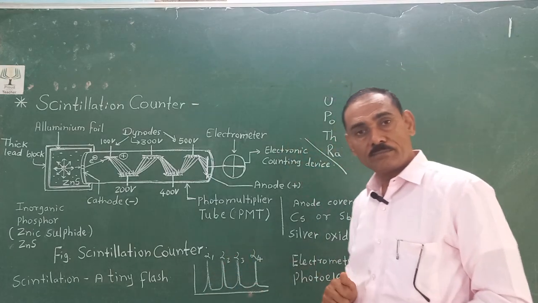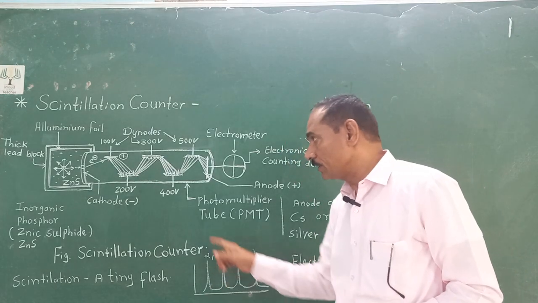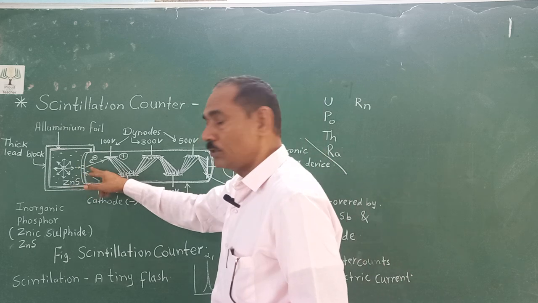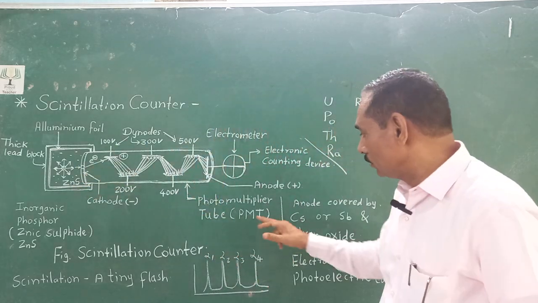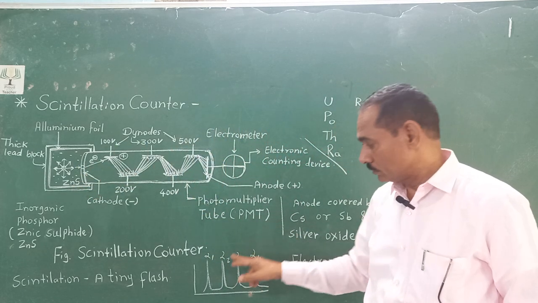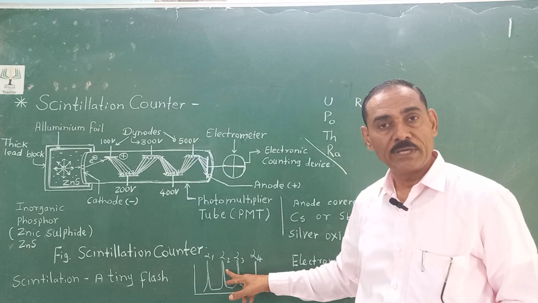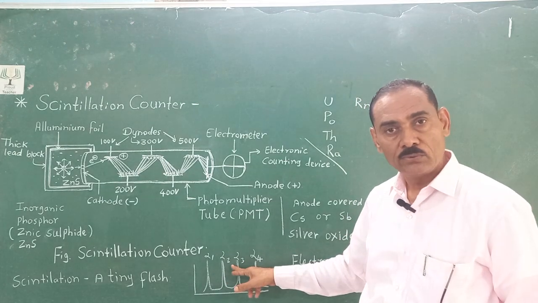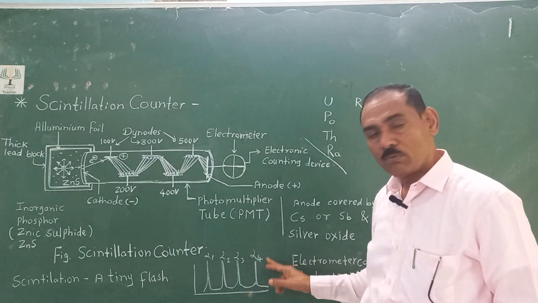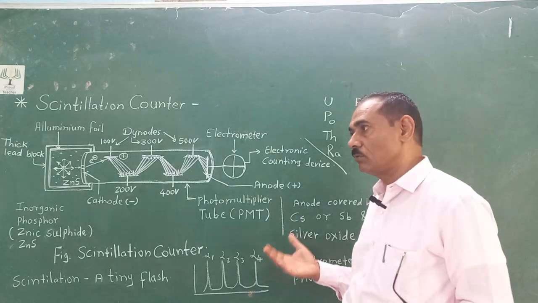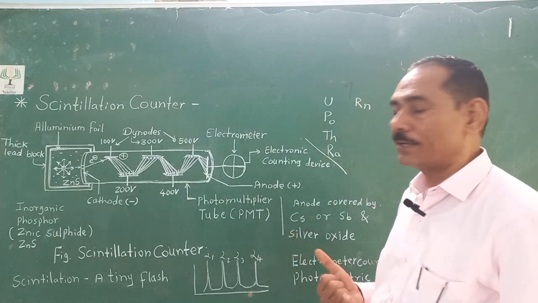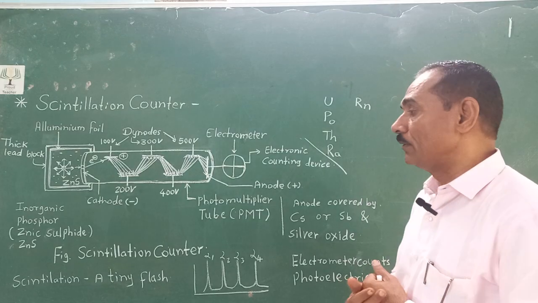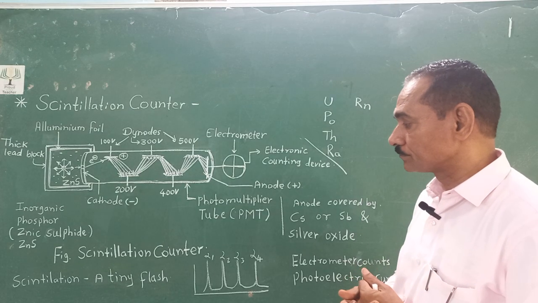In such a way, a second alpha particle enters the PMT, which is shown in the form of a peak or signal. Second alpha particle, alpha 2, alpha 3, alpha 4. In such a way, we may count the number of alpha particles emitted from the radioactive sample source.